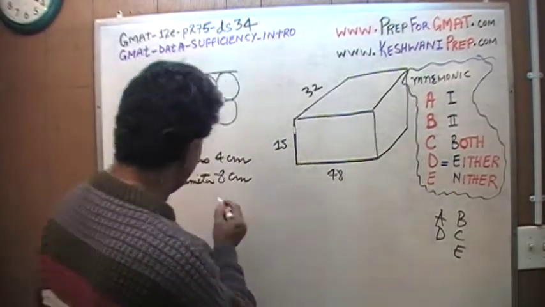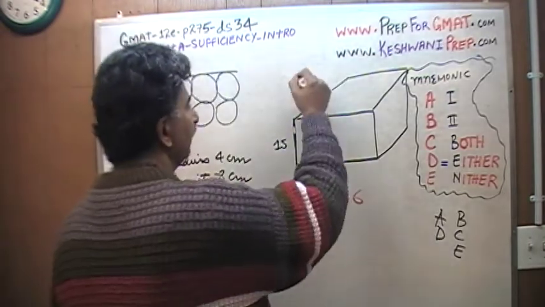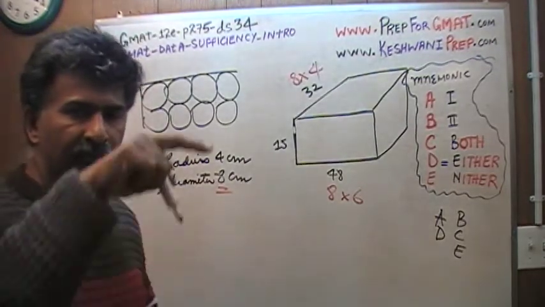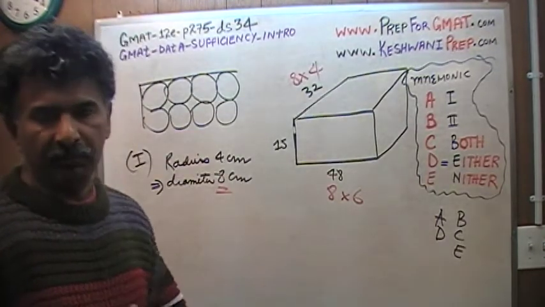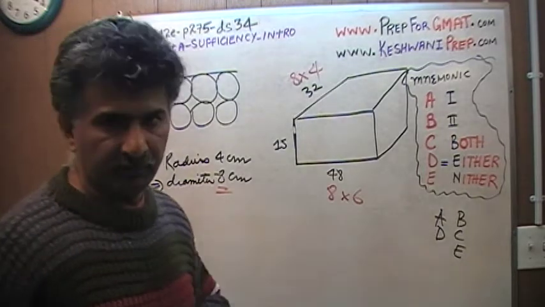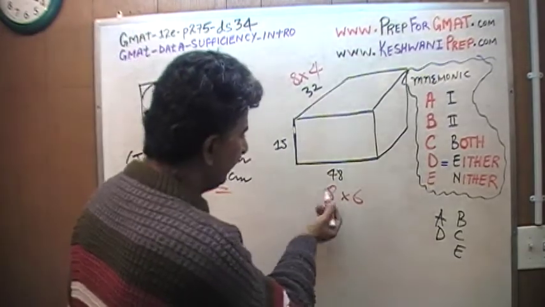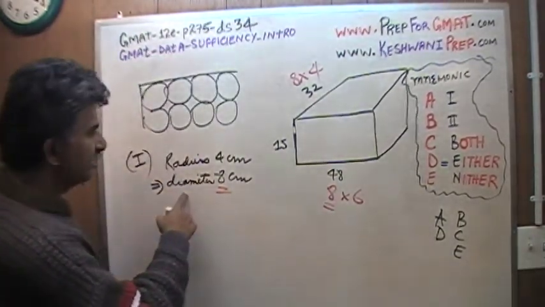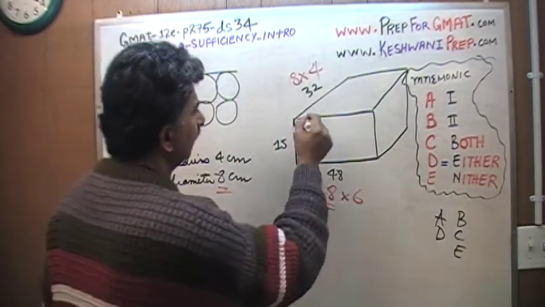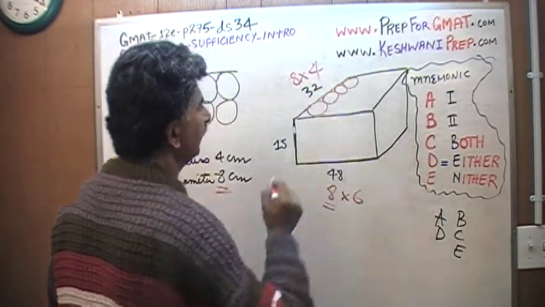You see, if the diameter is 8 centimeters, that's 8 times 6. And this is 8 times 4, which means we will have 4 rows and 6 columns, or 6 columns and 4 rows, depending on your perspective, how the box is sitting. Since this is 48, and since the diameter of each is 8, for example, I'm going to draw 4 of them here. 1, 2, 3, 4.